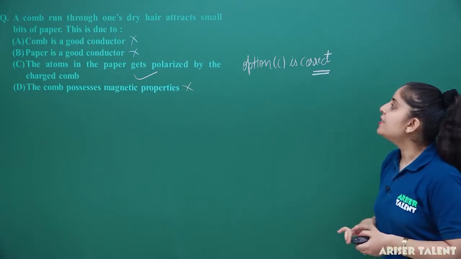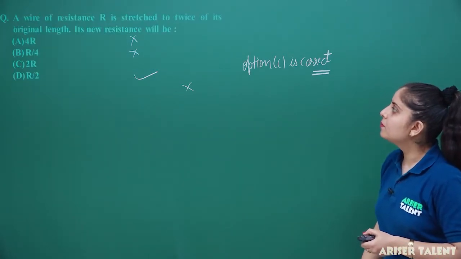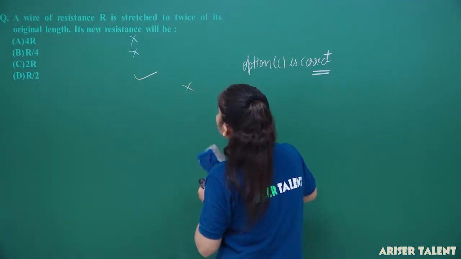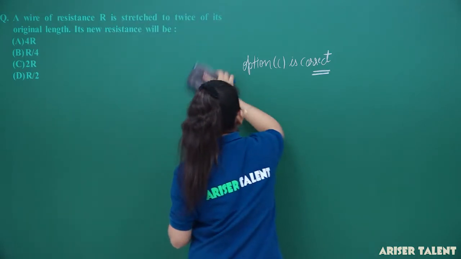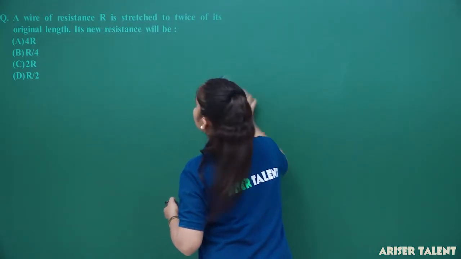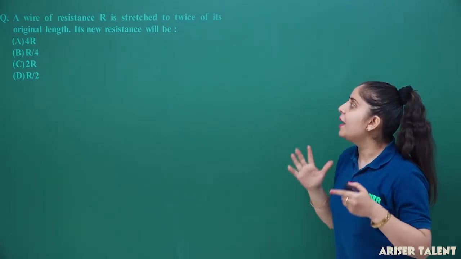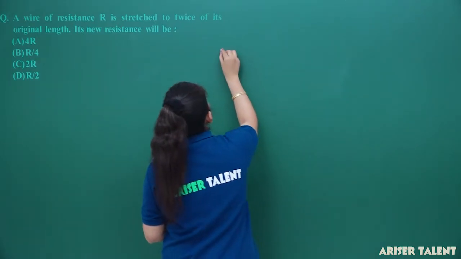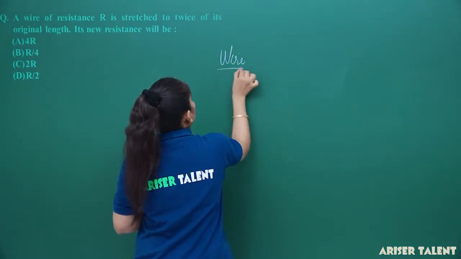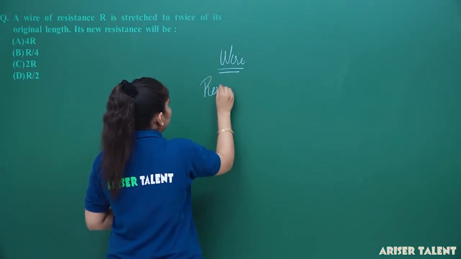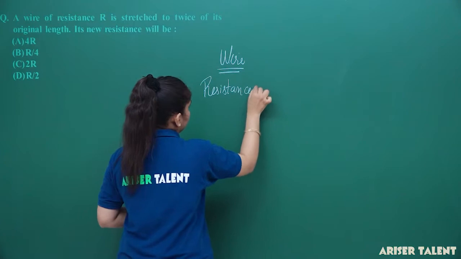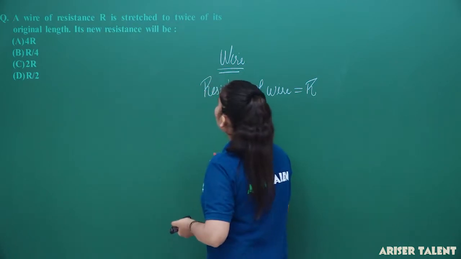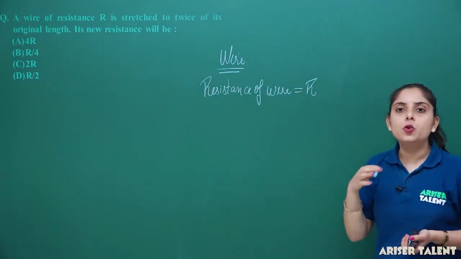Now, let's move to the next question in this sequence. A wire of resistance R is stretched to twice of its original length. It means you are given a wire and you are stretching that wire to double its length. So I have a wire and the resistance of the wire is R. Resistance of the wire is equal to R, and you are stretching the wire to twice its length.